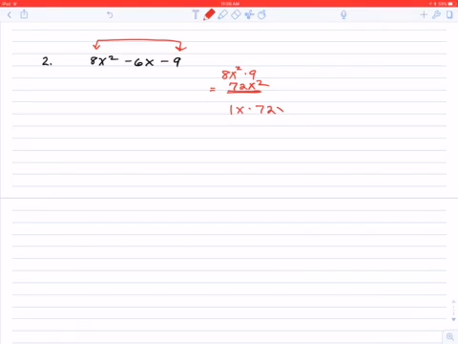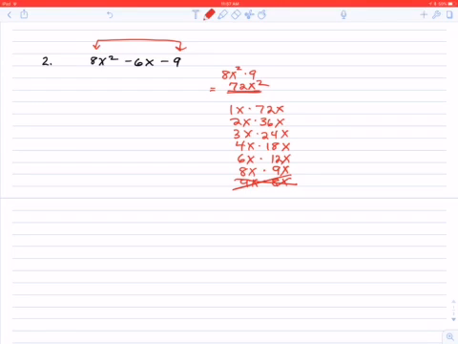So 1x, 72x, 2x, 36x, 3x, 24x, 4x, 18x. 5 doesn't go into 72. 6x and 12x. 7 doesn't go into 72. 8 does. 8x, 9x, 9x, 8x. Well, I have them all when the factors repeat.